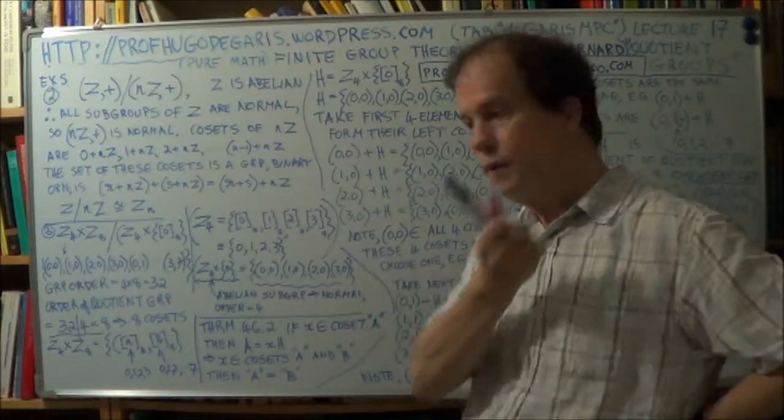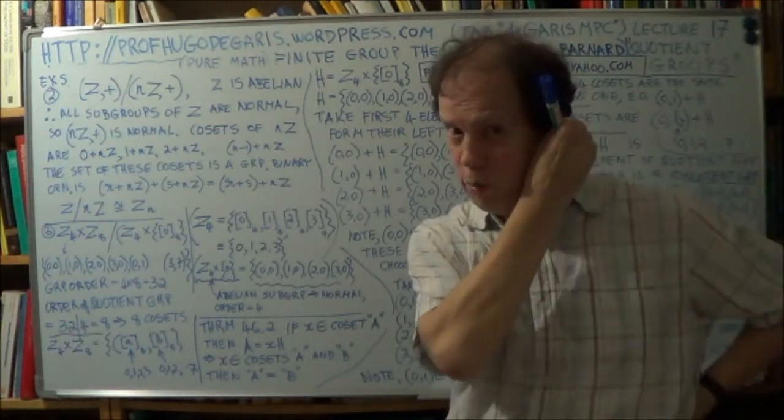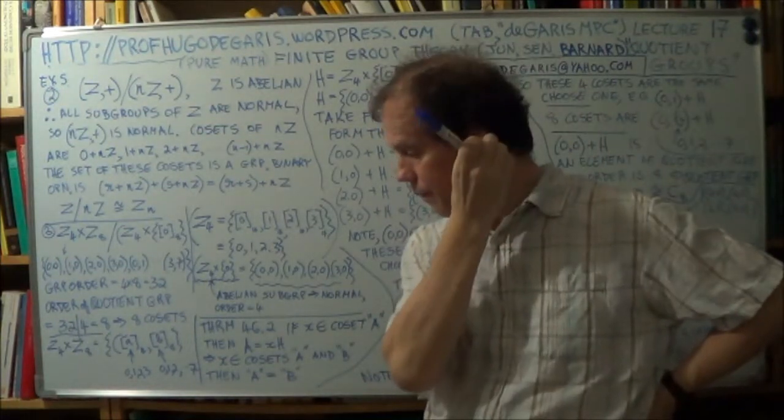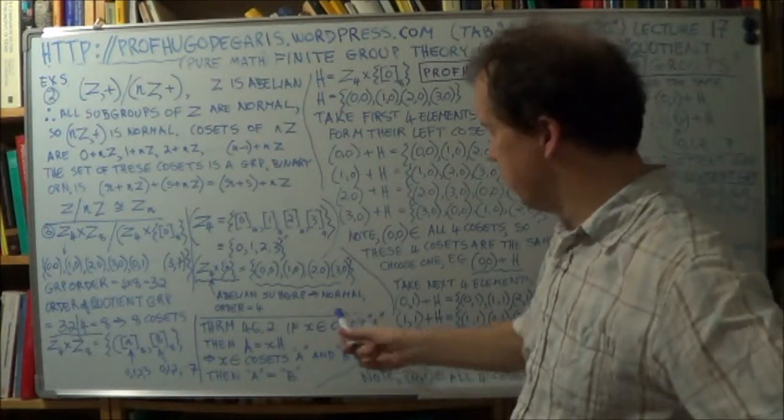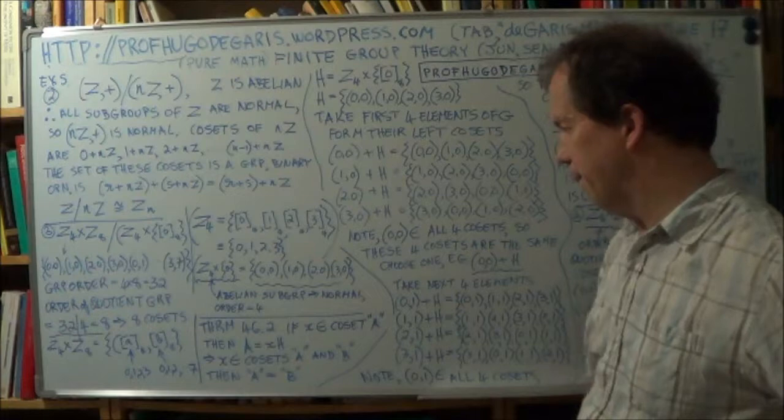All abelian groups, their subgroups are normal, right? Because of being abelian. All right.